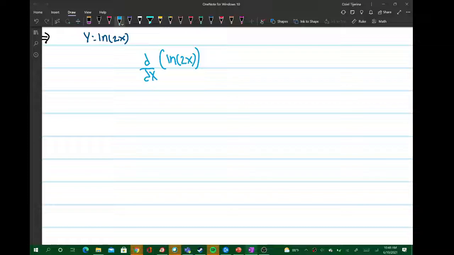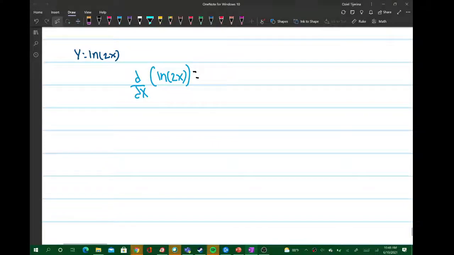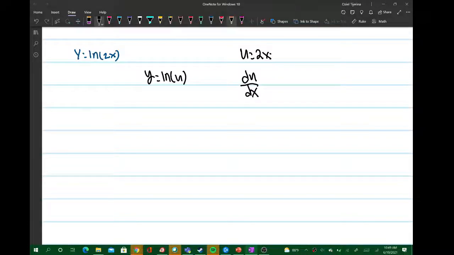The derivative with respect to x of ln of 2x, what is that going to be? Well, I can make u equal to 2x, because that gives me ln of u, the natural log of u. So I can say that y is equal to ln of u. And then du dx, the derivative of u with respect to x, is just 2, right?